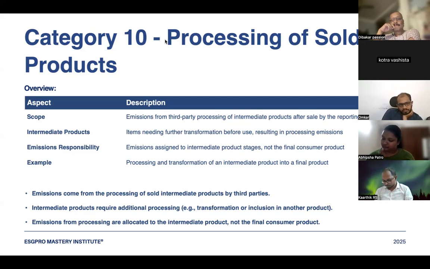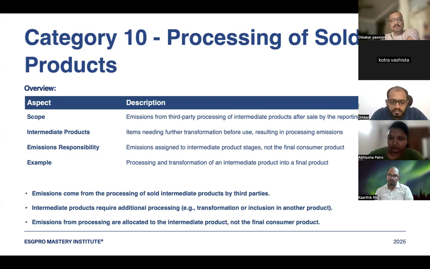But now, if I ask you in that franchisee shop, if the light is there, the energy is consumed for lighting purposes, where will you be recording that as an emission? Everyone go ahead and put it in the chat box. Where will you be recording that particular emission? Will it be processing of sold product? Will it be use of sold product? Which kind of emission is that? The energy consumed by the franchisee. First of all, is it a scope 3 emission, a scope 1 emission, a scope 2 emission?